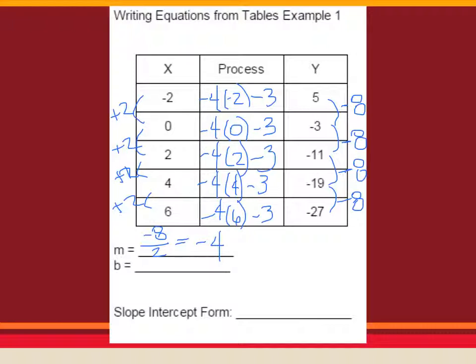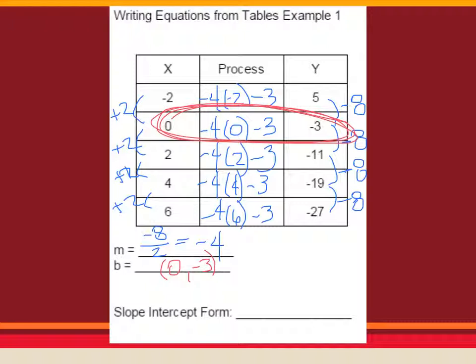This table makes it easy on us because we can see our y-intercept. Our y-intercept is where the x value is 0. So our b is at 0, negative 3. That's where this would cross the y-axis on a graph.